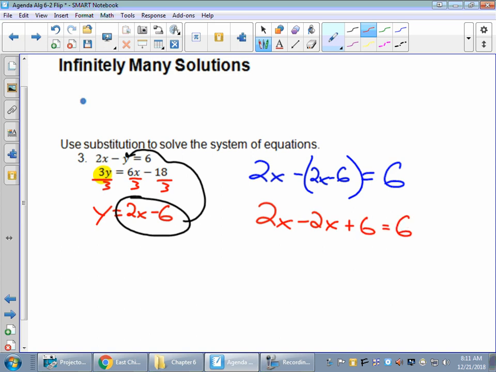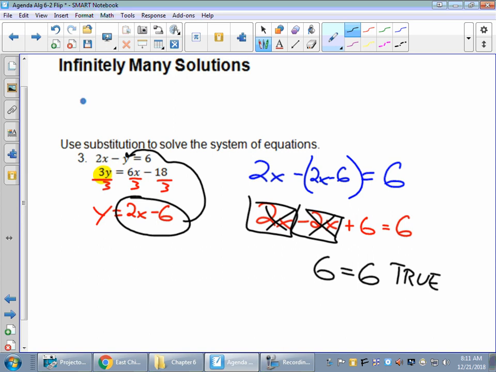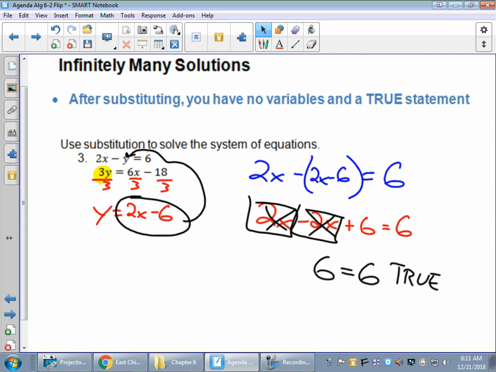Okay? Now combining like terms, I notice that I've got a 2x and a negative 2x. Those are going to cancel each other out. So now I'm left with 6 equals 6. Well, that's a true statement, right? 6 does equal 6. So this is one of those infinitely many. We've seen them before, where if you end up getting no variables in a true statement, then your answer would be infinitely many solutions.